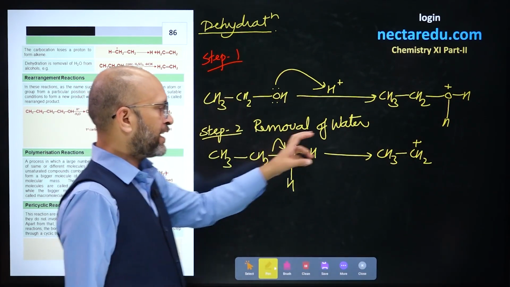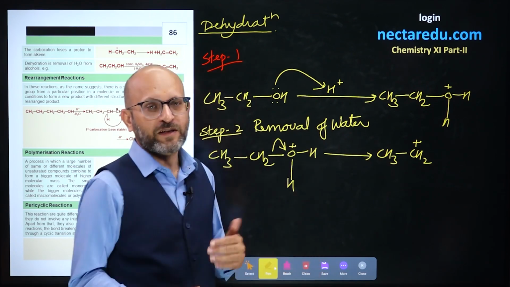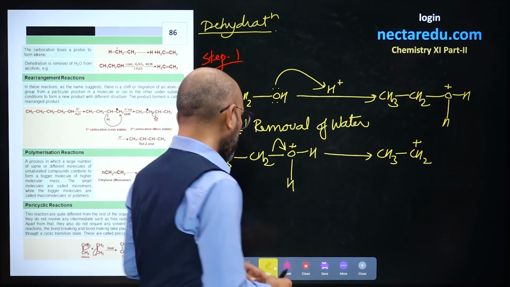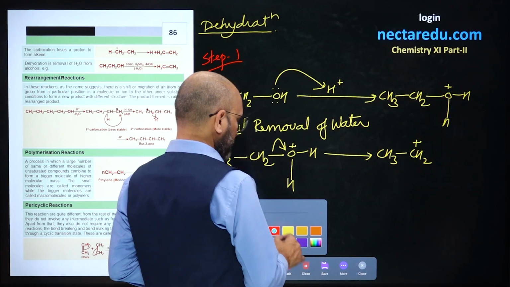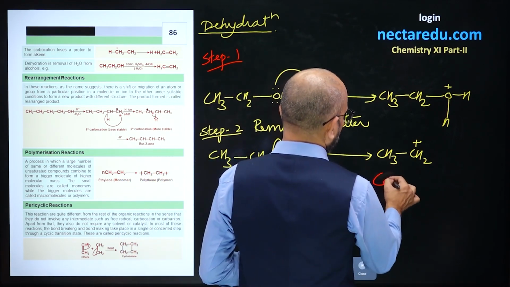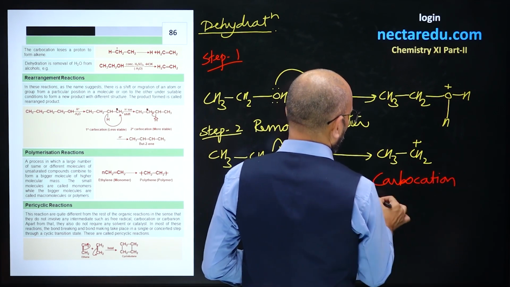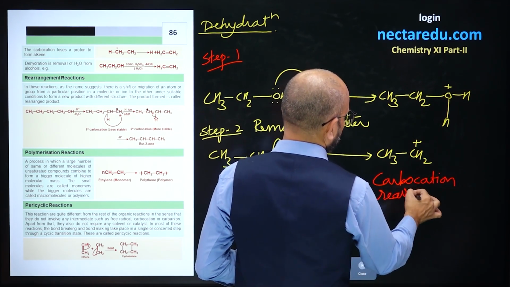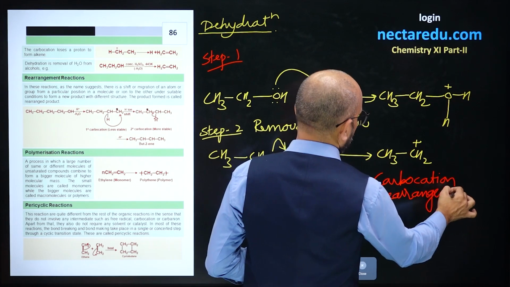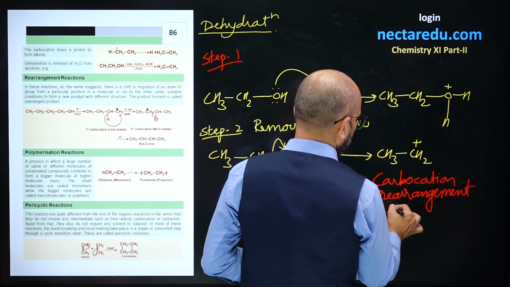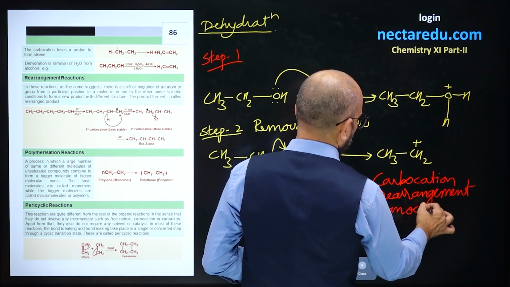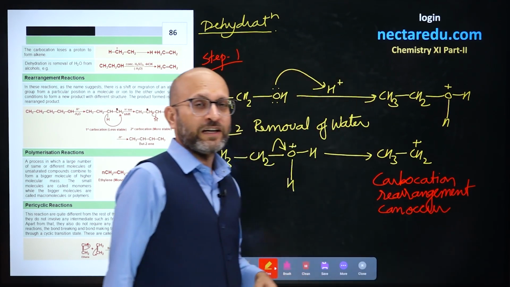Now if there is possibility of formation of more stable carbocation, then carbocation rearrangement can occur over here. So carbocation rearrangement is a possibility over here if more stable carbocation can form. So carbocation rearrangement can occur and more stable carbocation will be formed.